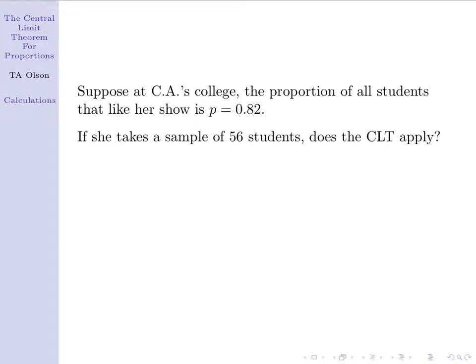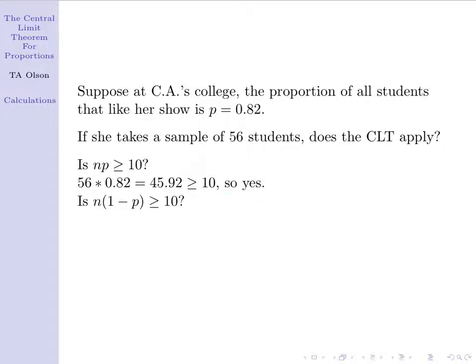In this case, the proportion is still 0.82. We're going to look at a sample of 56 students. Does the central limit theorem apply? So let's check the yes side and check the no side. The yes side is np greater than or equal to 10. Well, 56 times 0.82 is 45.92. We would expect this to be good, because at 31 we had a large enough value. We increased our sample size, so this is still going to be good.